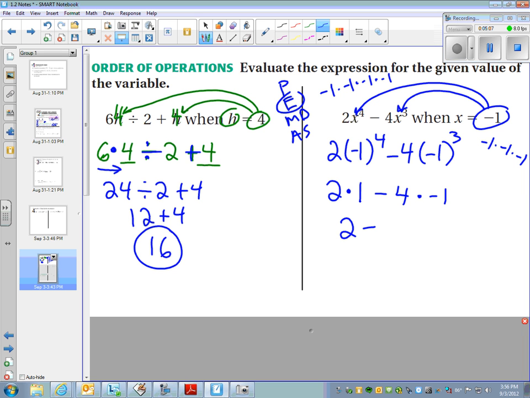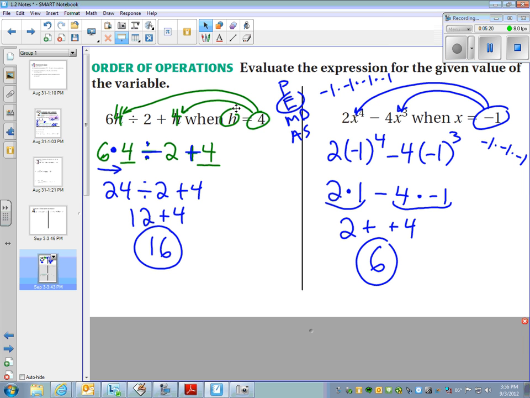2 times minus negative 4. That's what we get here. This turns into that. This turns into that. 2 minus negative 4 turns into a plus. We get 6 is our final answer there.